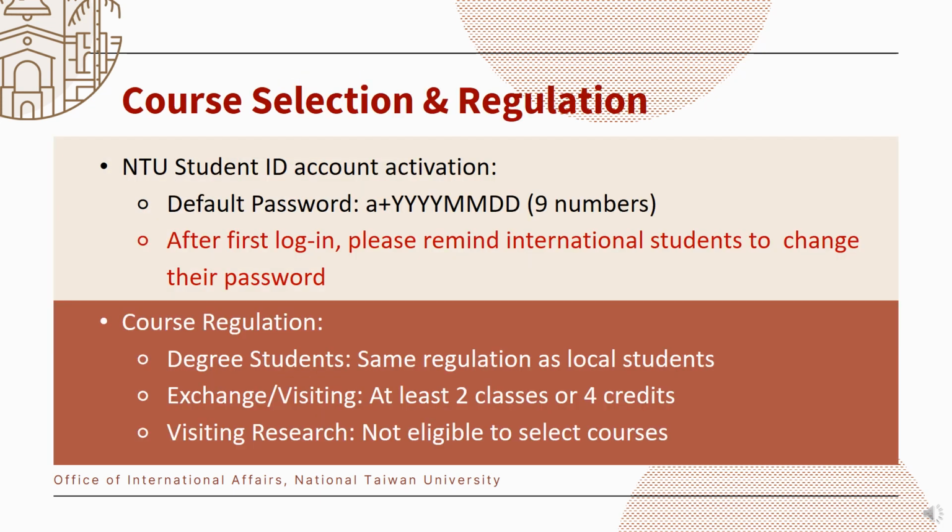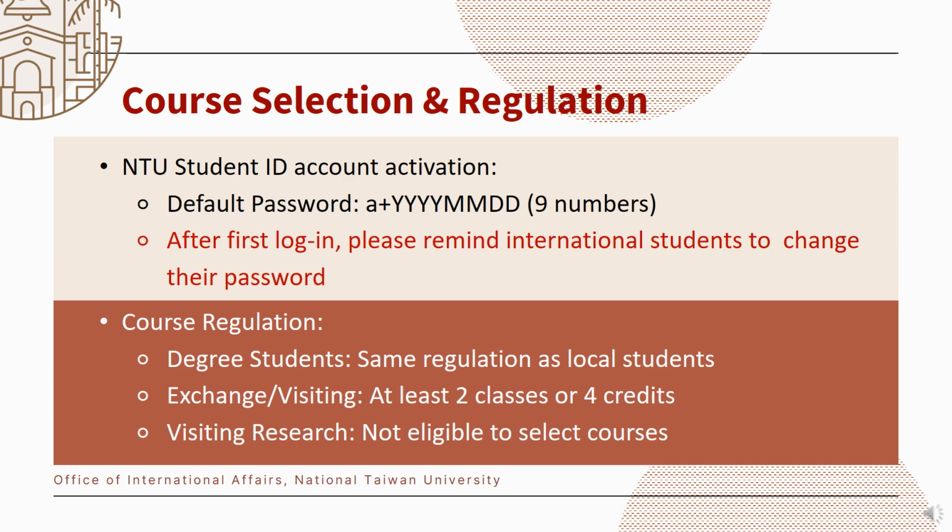Okay, so here are some regulations and information that we have to tell you about the course selection. Once the international students have their NTU student account, they have to activate it before they start the course selection, and also to use their NTU mail. The default password will be a lowercase a plus 9 digits, which is their birth date: year 4 digits, month 2 digits, and date 2 digits. After the first login, they have to change their password in order to activate it. Remember to remind your international students about that, because a lot of people change their password and then forget it. So also remind them to remember their password.